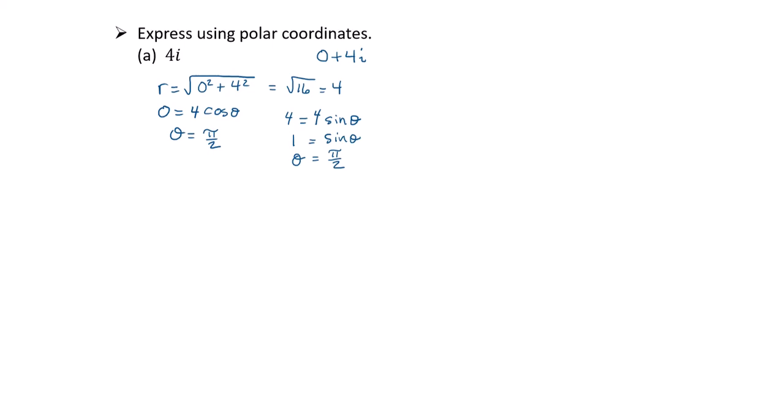So now I can write my number in polar coordinates. Z is equal to r, which is 4, times the cosine of pi over 2 plus i sine of pi over 2. Or alternately, I can write 4 cis pi over 2.